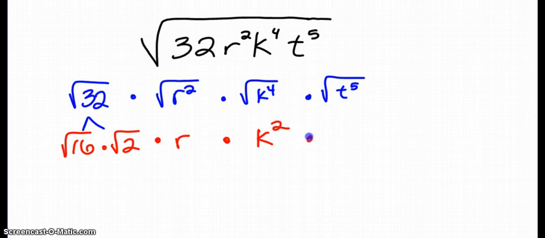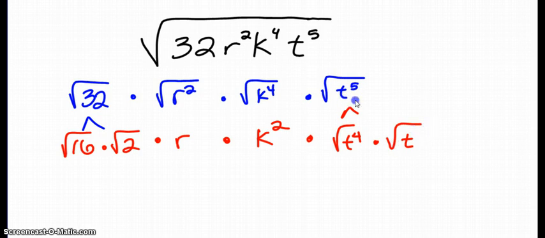Now root t to the fifth is not a perfect square because our exponent is an odd number, it's 5. So I need to break that down a little bit further and find that perfect square factor. In this case, it's t to the fourth. So when dealing with an odd exponent, the perfect square factor of it is just going to be one number lower. So the perfect square factor of t to the fifth is t to the fourth, and then I times it by the root t.